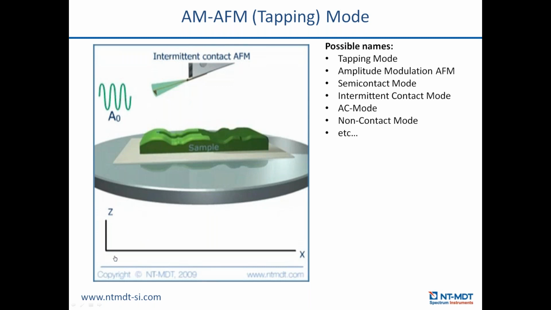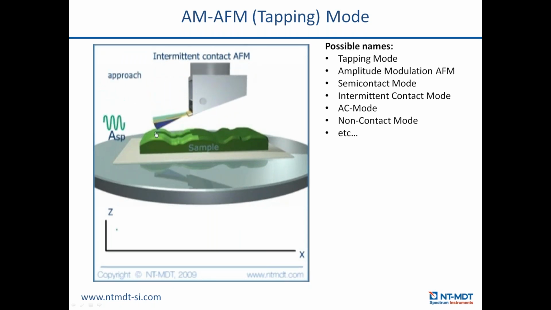Why do we start with this technique? Because from our expertise and knowledge, about 90% of papers published in journals showing the topography of the sample use this technique to get the distribution of the sample properties along the sample surface. How it works: we oscillate the tip at the resonance frequency.